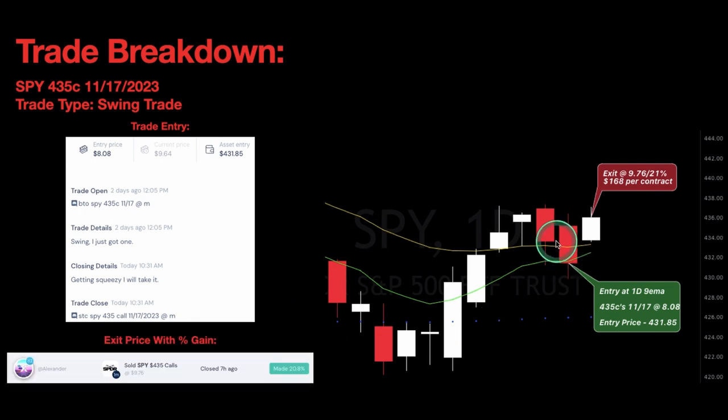Here's our gain. We sold the very next day. So this is a nice back test. This is about a 20% trade. It was a weekend swing. So I took it on Friday and sold on Monday.